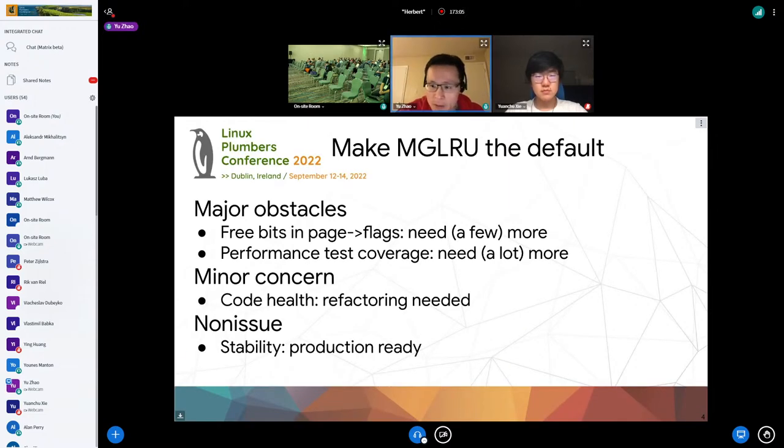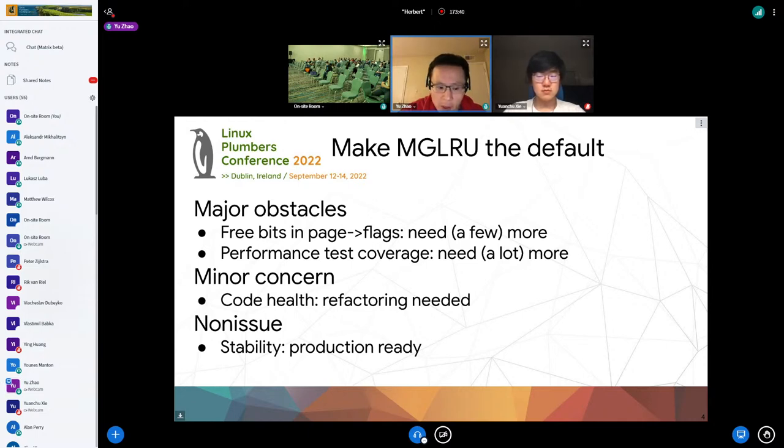So how to make the MGRU default? There are two major obstacles. The first one is free bits in page flags. Currently, MGRU requires three additional bits in page flags to store a generation number for each page. On 64-bit CPUs, this is not a big problem because there are usually plenty of free bits. But on 32-bit CPUs, some build configurations may not have enough bits left for MGRU.